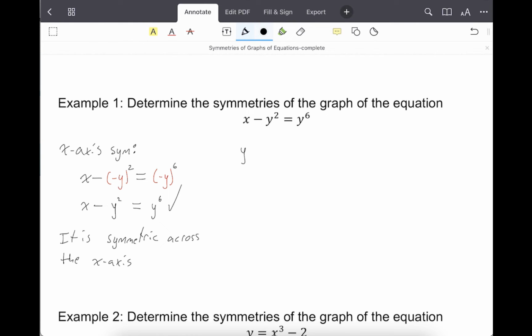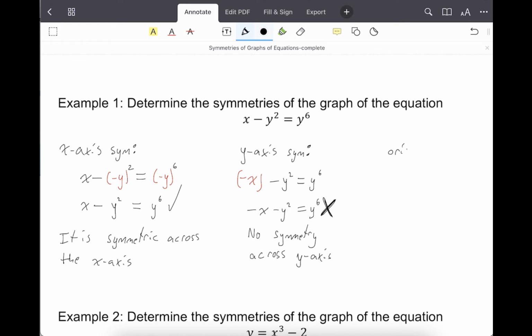If we wanted to test the y-axis symmetry, we replace x with negative x. And we end up not getting the same equation. So this is a different equation since this is negative here. And that means that we don't have symmetry across the y-axis. So we'll say no symmetry across the y-axis.